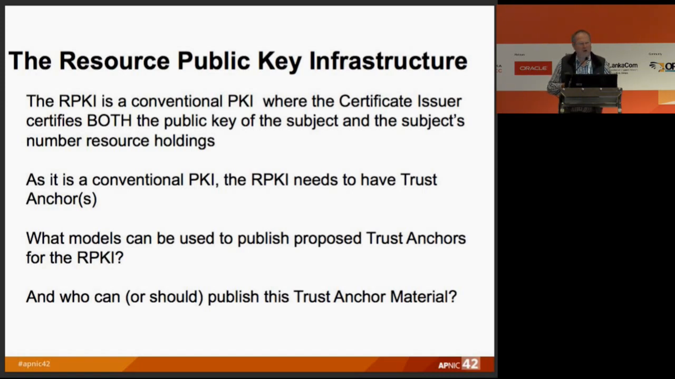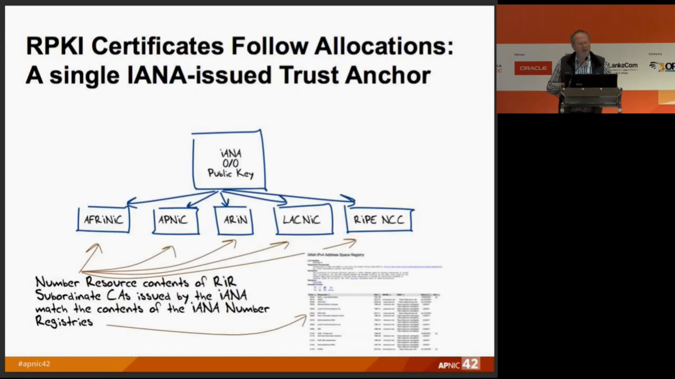So what should that model look like? The one we came up with was actually a precise analogy of the number registries. The RIRs, the regional internet registries, did not create the number space.